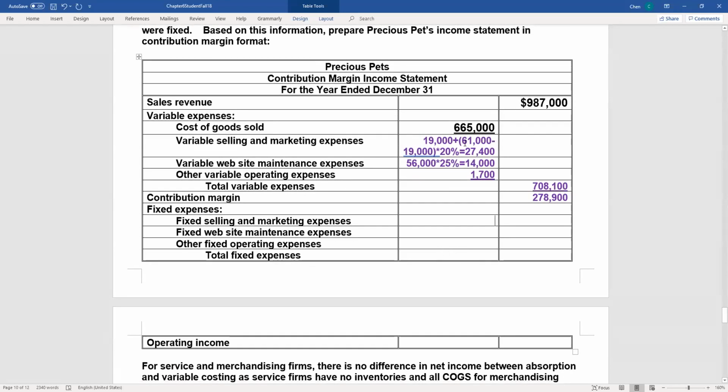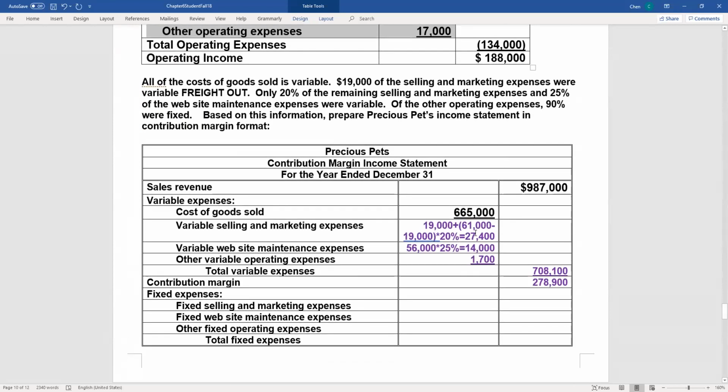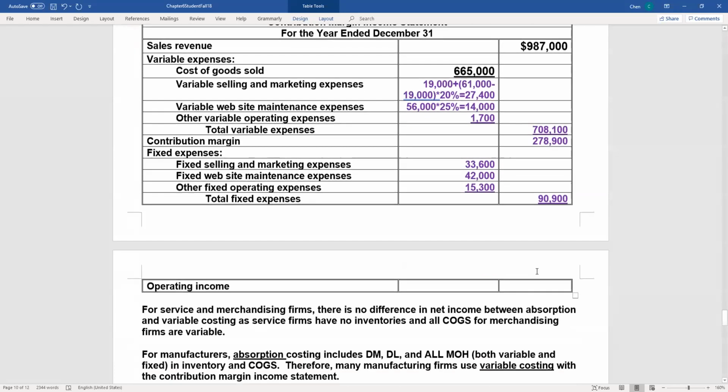Okay. And now we figure out the fixed expenses. You're going to use the same way for all these expenses. If you deduct the variable portion, the rest will be the fixed portion. I will just skip all the calculations and give you the numbers. This is 3,600. This is 42,000. This is 15,300. And then total fixed expenses is 90,900. And then operating income will be contribution margin minus total fixed cost, and that is $188,000.